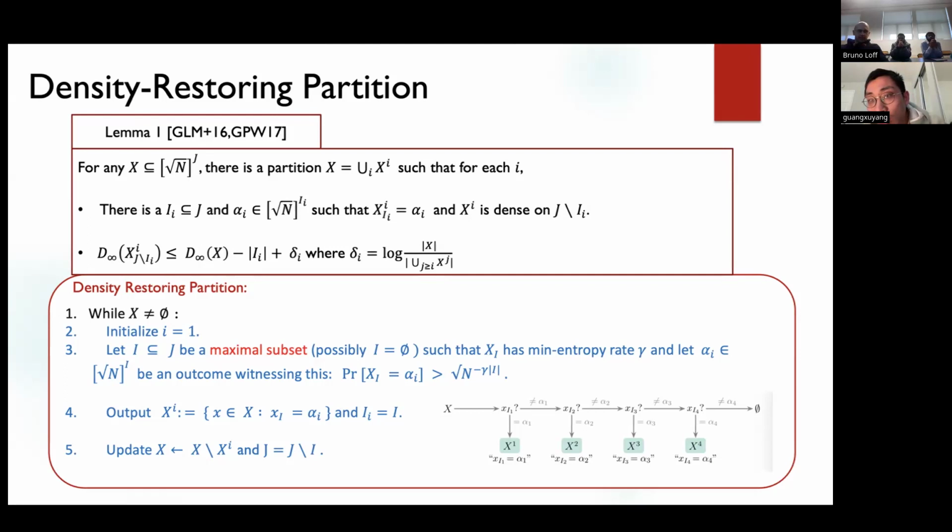My understanding is that I don't understand the statement of the lemma. As long as you don't have as much min entropy as you want, there will be some way of fixing some more coordinates. Yeah, just fix the alpha I. So you can choose how much min entropy deficiency you want, right? The less min entropy deficiency you want, the more coordinates you need to fix.